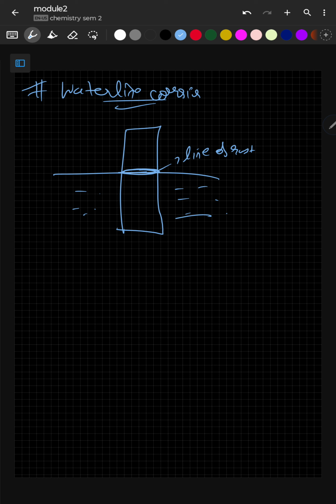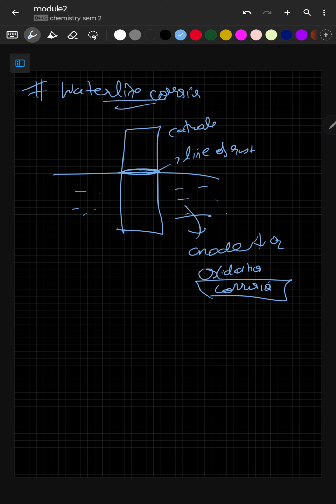The part which is under the water is known as the anode. Lesser oxygen concentration, it undergoes oxidation, undergoes corrosion. This part acts as the cathode. Above the water, it is going to stay safe. Where can you see this? Even in ships, if you see the ship, some part of it will always be underwater. So there you can see this waterline corrosion.